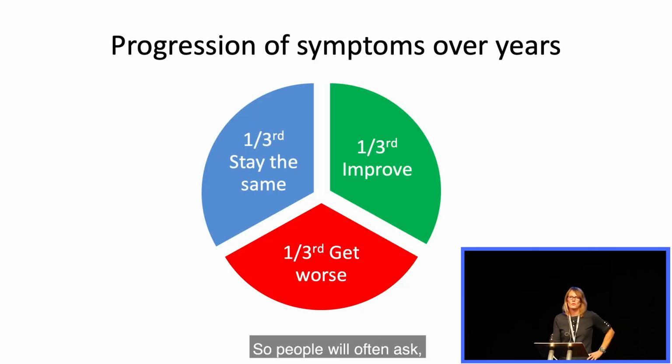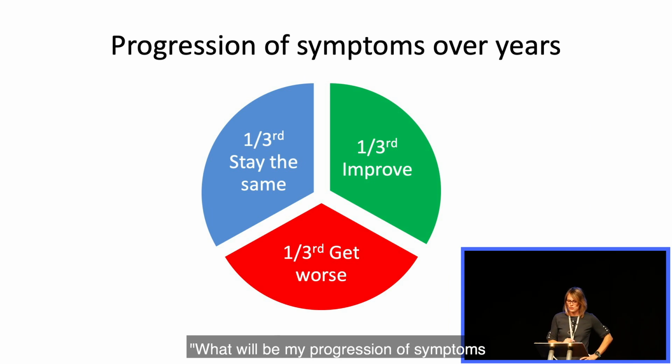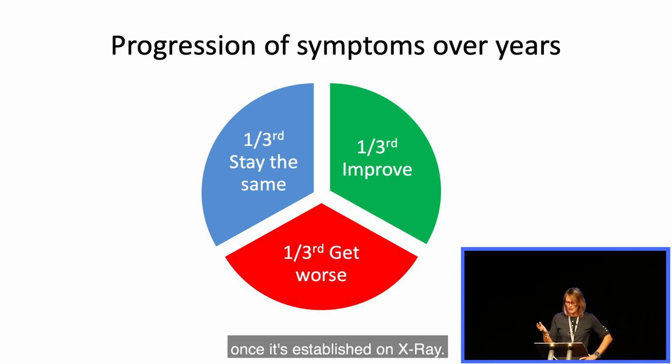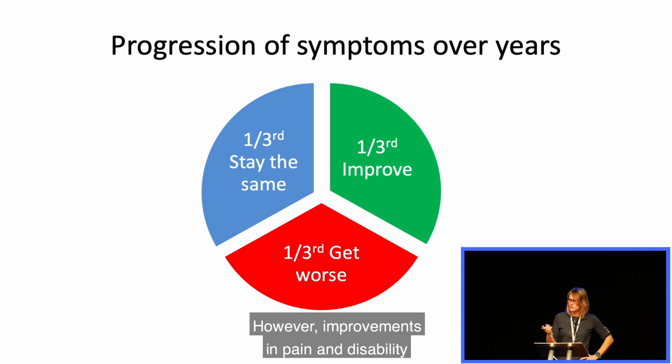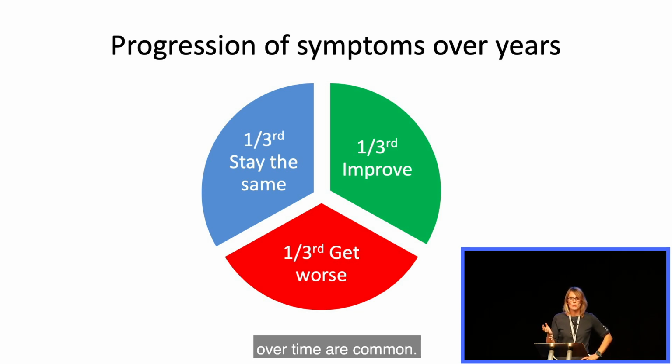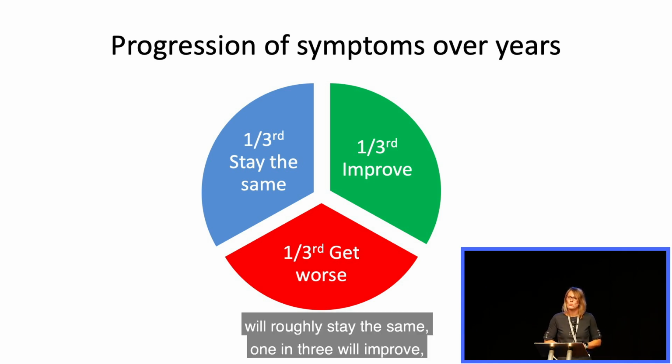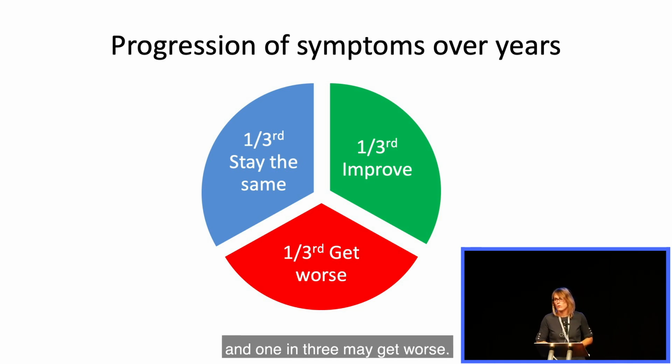So people will often ask, what will be my progression of symptoms over the years? Well, this is very variable, and the outcome is variable as well. Improvements in structural change are rarely seen once it's established on X-ray. However, improvements in pain and disability over time are common. And what we do know is that 1 in 3 will roughly stay the same, 1 in 3 will improve, and 1 in 3 may get worse.